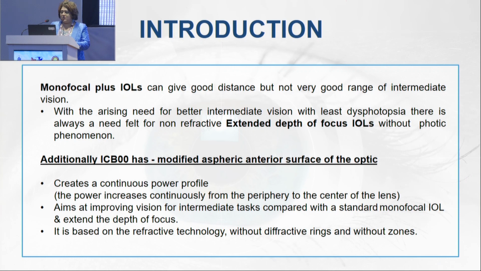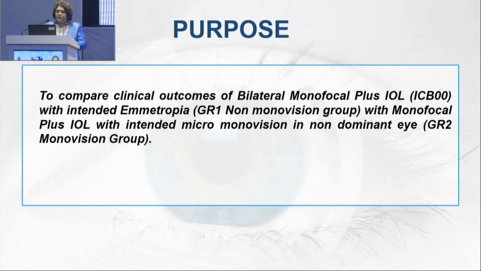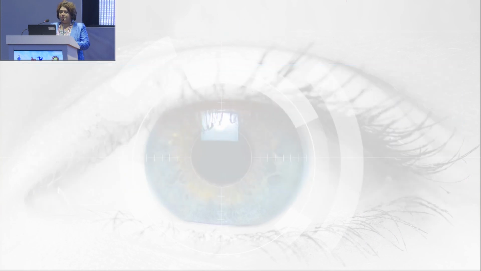Additionally, IC-BOO has a modified aspheric anterior surface of the optic. It creates a continuous power profile, aims at improving vision for intermediate tasks compared with the standard monofocal, and extends the depth of focus. It is based on refractive technology without diffractive rims and without zones. The purpose of this study is to compare the clinical outcome of bilateral monofocal plus IOL IC-BOO with intended emmetropia, group 1 non-monovision group, with monofocal plus IOL with intended micromonovision in the non-dominant eye, group 2 monovision group.